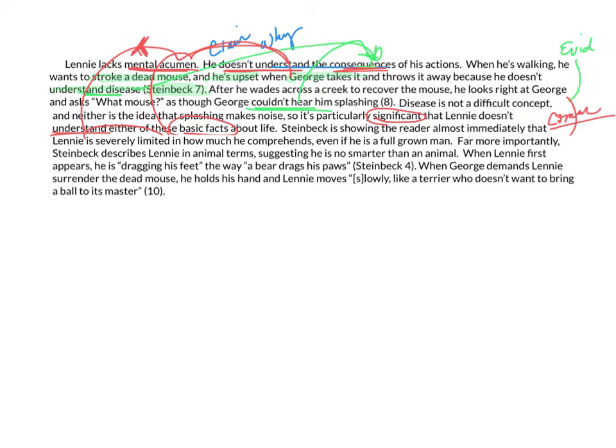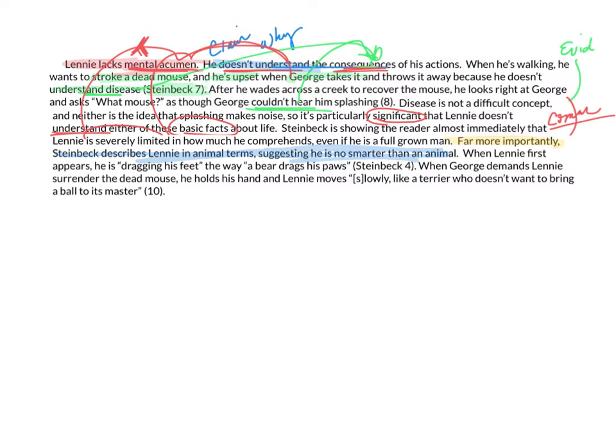Okay, so let's review this a little bit. We've got a higher level transition word, far more importantly, or phrase rather. You then have your new claim, your new why statement. Why does he lack mental acumen? Because Steinbeck describes him in animal terms, suggesting he's no smarter than an animal. So you can see he doesn't understand. He's no smarter than an animal. Both of these fit within this idea of mental acumen. So both claims fit underneath that same topic sentence.